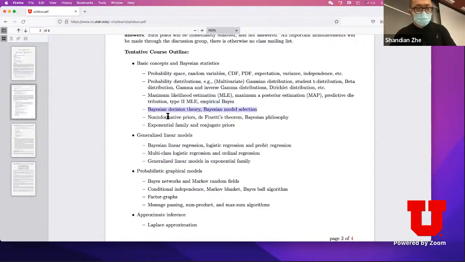And Bayes decision theory, Bayes model selection. This part, we're still not deciding if we're going to incorporate it or not. Non-informative priors, exponential family, and conjugate priors. This is very important. Exponential family plays the key role in Bayesian modeling and inference, and you'll see that later. And there are many nice properties of exponential family.